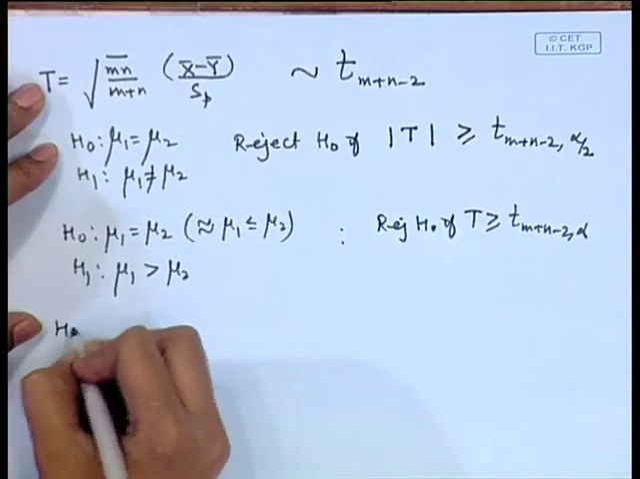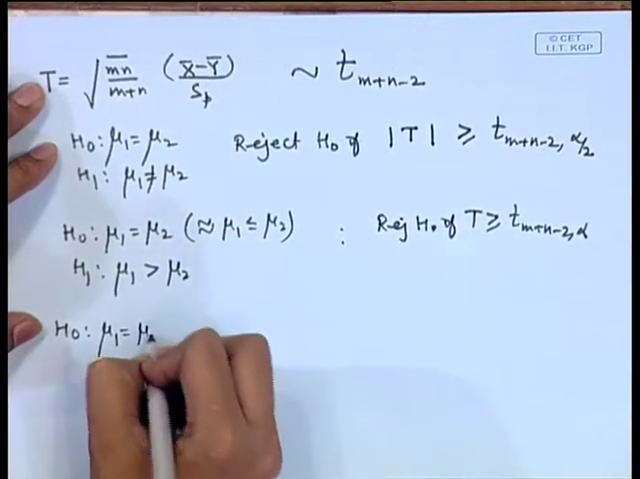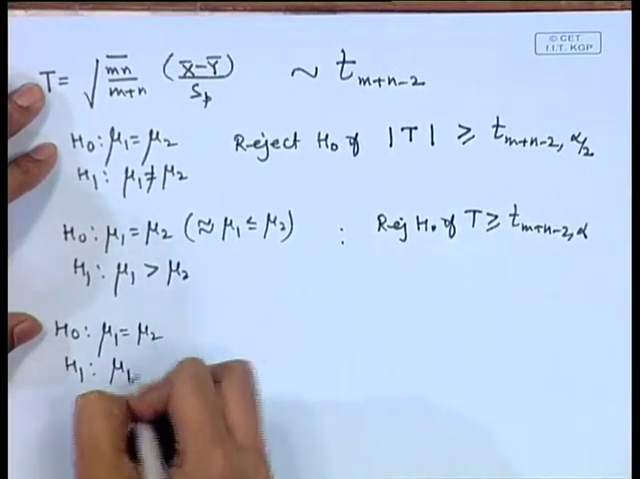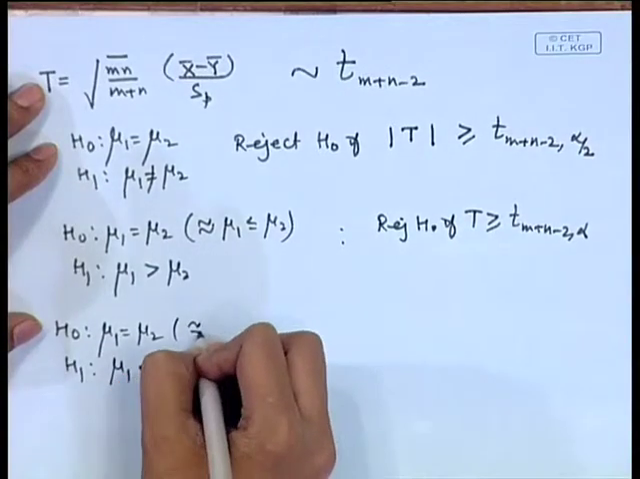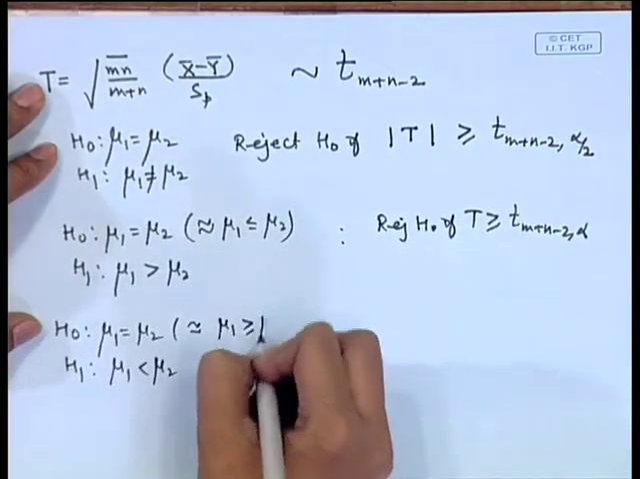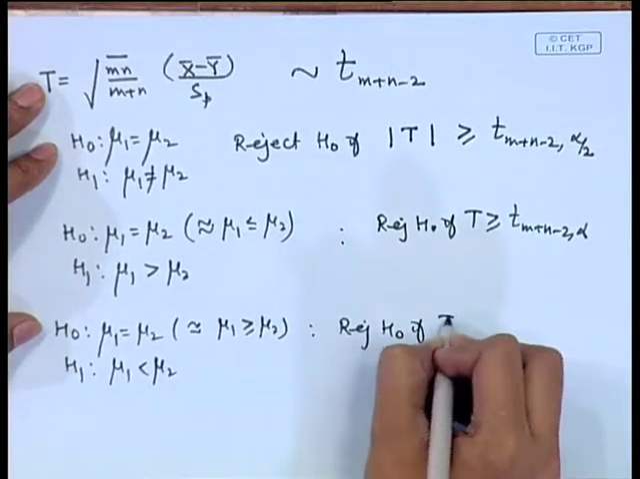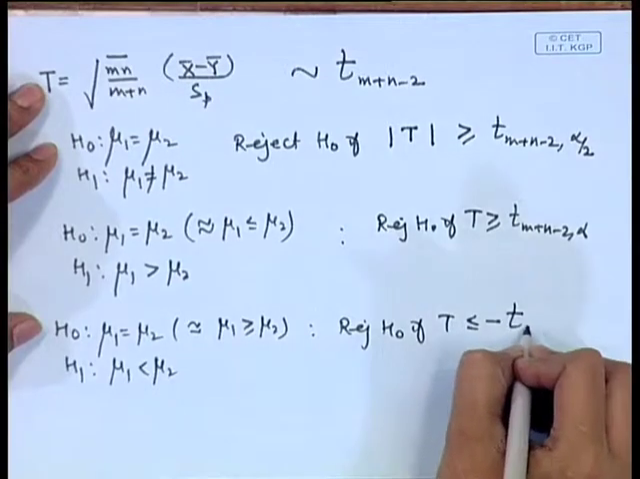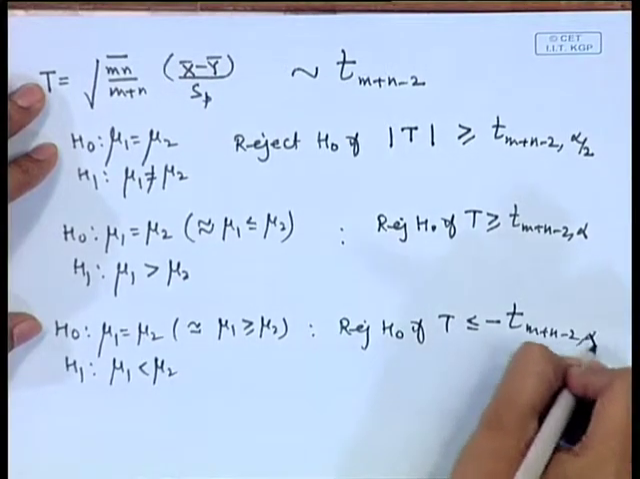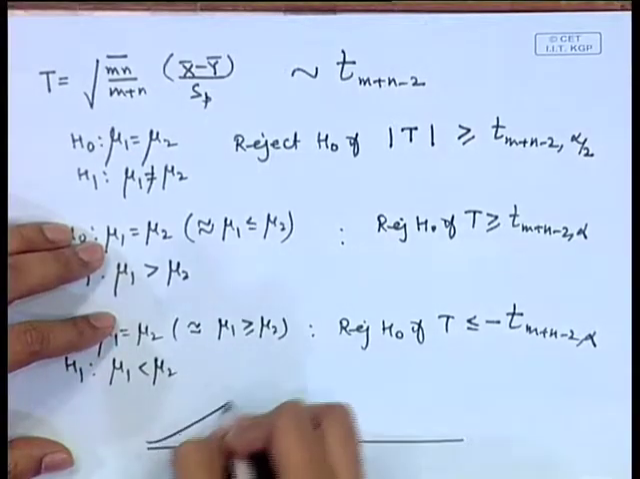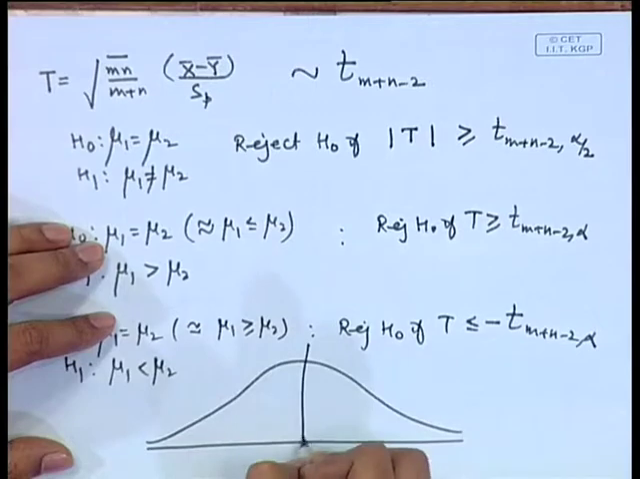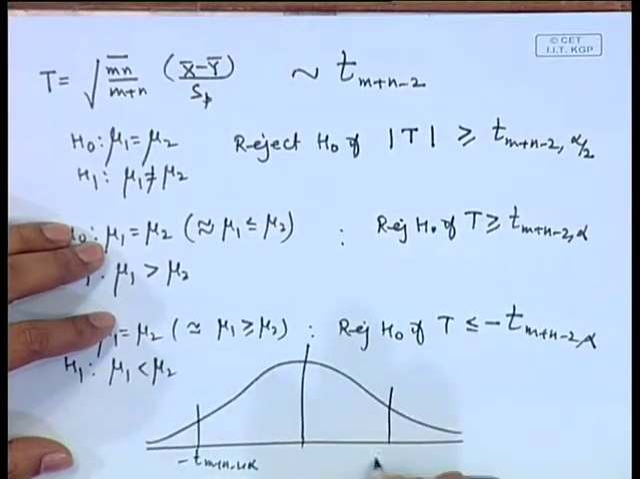On the other hand, if we have mu 1 is equal to mu 2 against mu 1 is less than mu 2, of course, this null hypothesis is again equivalent to mu 1 greater than or equal to mu 2, then we can use reject H naught if t is less than or equal to minus t_{m plus n minus 2, alpha}, because the density of t is symmetric about 0. So, this is the minus t_{m plus n minus 2, alpha} point, and this will be the plus t_{m plus n minus 2, alpha} point.